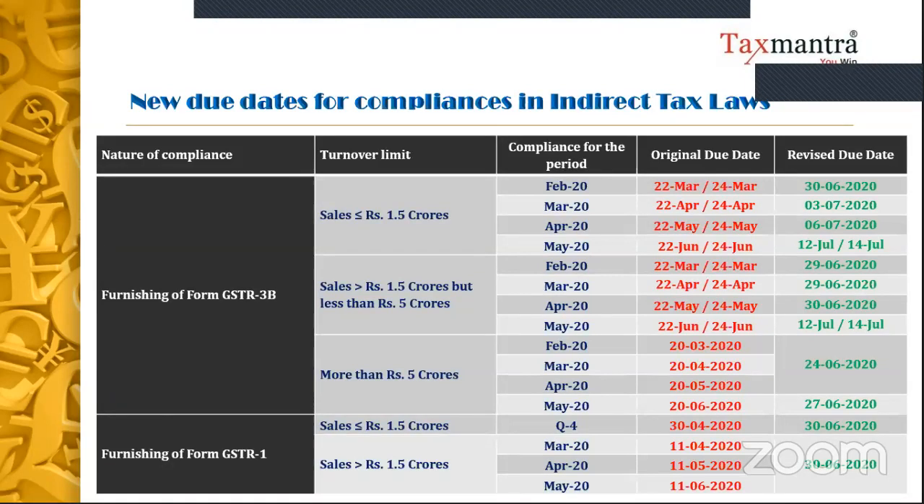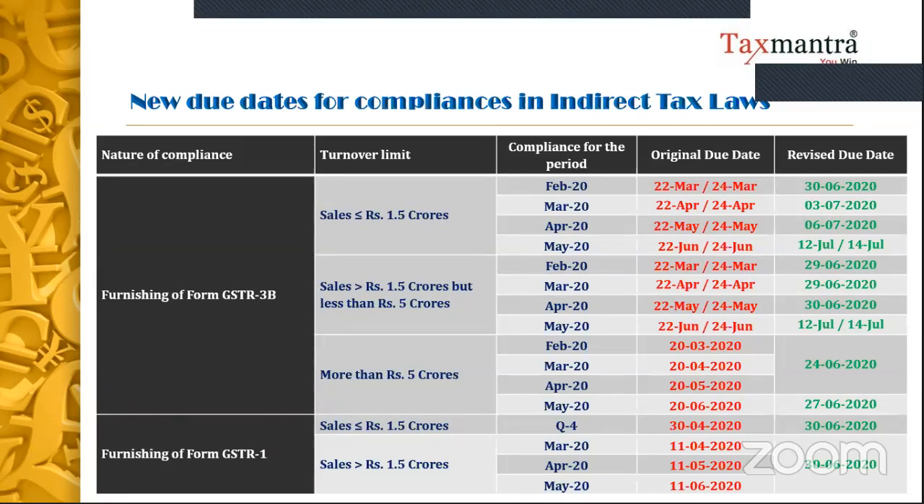In case of May GST 3B filing for those having more than 5 crore turnover, earlier the due date was 20th of June. Now it has been extended to the 27th of June. In case of furnishing of GSTR 1, any taxpayer having less than 1.5 crore turnover and opting for the quarterly return for GSTR 1, the earlier due date was 30th of April. It has been extended to the 30th of June.